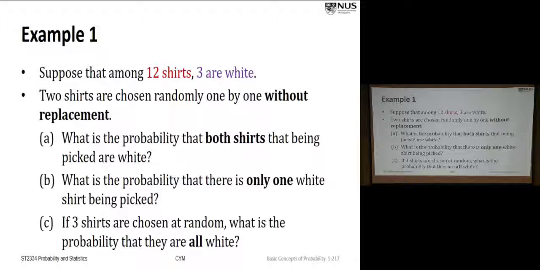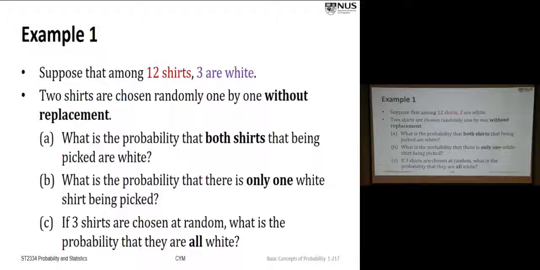So how do we define the event? The question says you take one by one. So you can think of it as taking one shirt from these 12 shirts altogether, taking one out. The event that we are considering is not just one shirt from 12 shirts, but instead a white shirt being chosen as the first shirt that you draw from this group of shirts. That is how we define it.